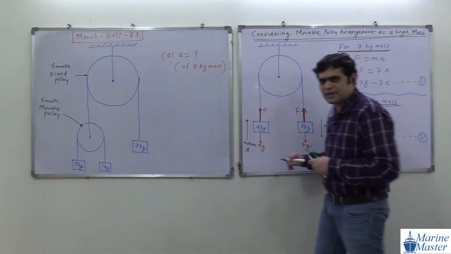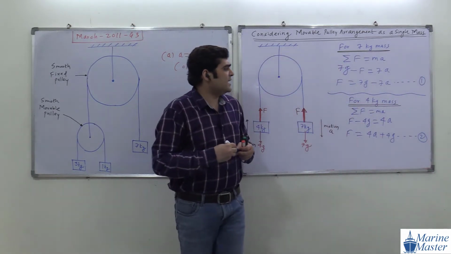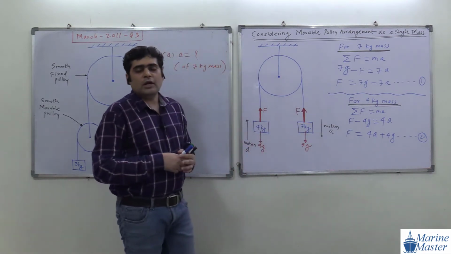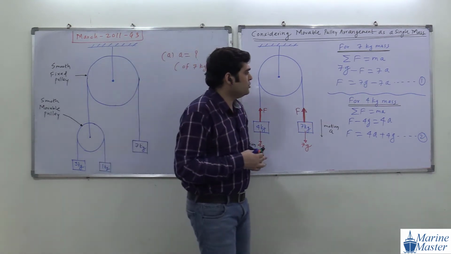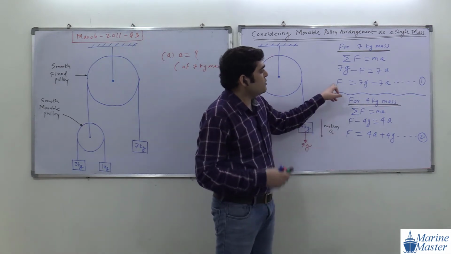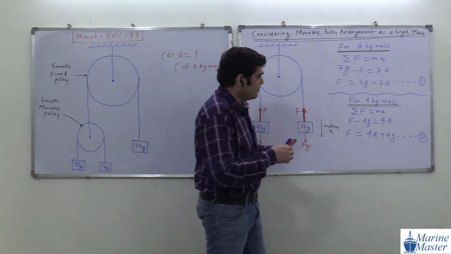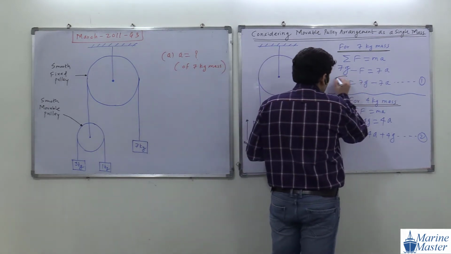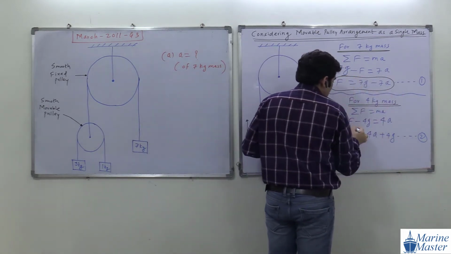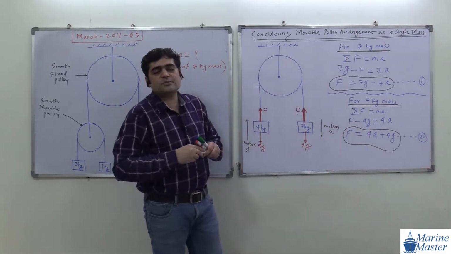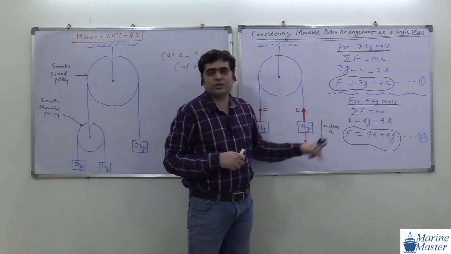Very simple scenario guys. Now what is our target here? We have to find out the acceleration. Now to get the acceleration, what are we going to do? If you observe equation 1 and 2, observe this equation 1 and this equation 2. If you observe both equations, what is the speciality? What is common between these two equations?